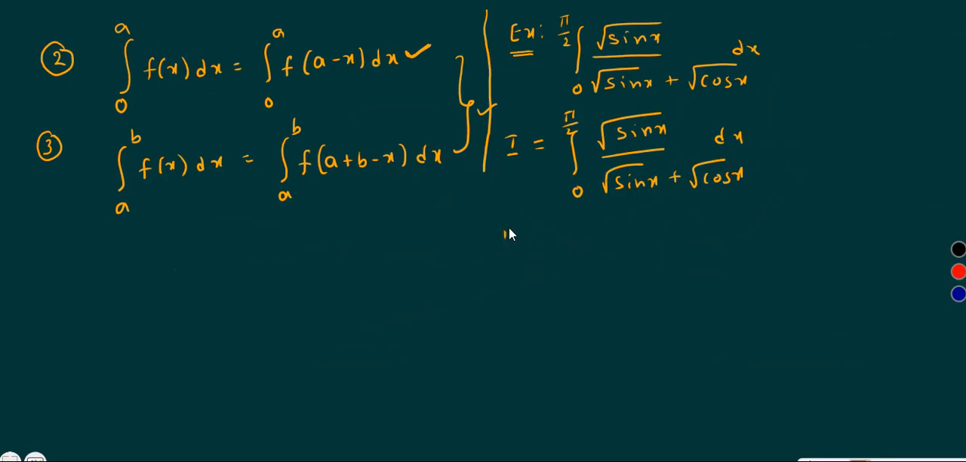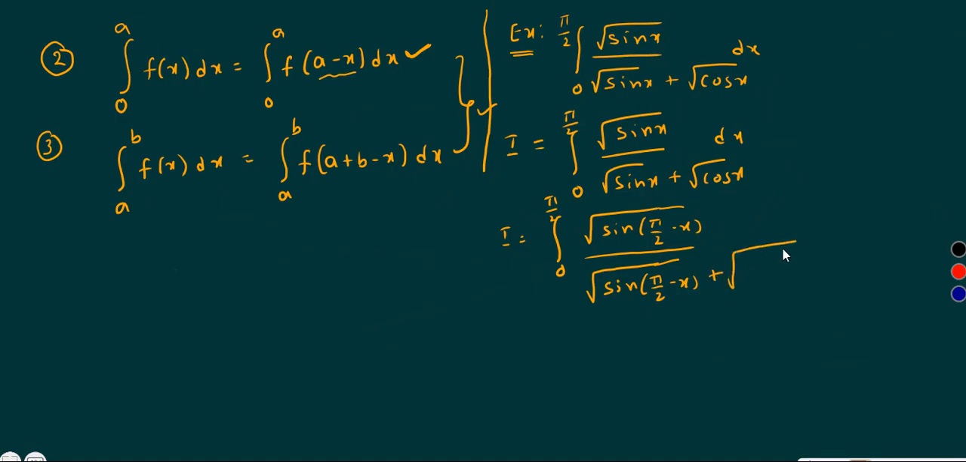Now see, I equals integration from 0 to pi by 2 of square root of sine of, in place of x, a minus x. A means here what? Pi by 2. So pi by 2 minus x, by square root of sine of pi by 2 minus x plus square root of cos of pi by 2 minus x dx. So in place of x you write a minus x like that.